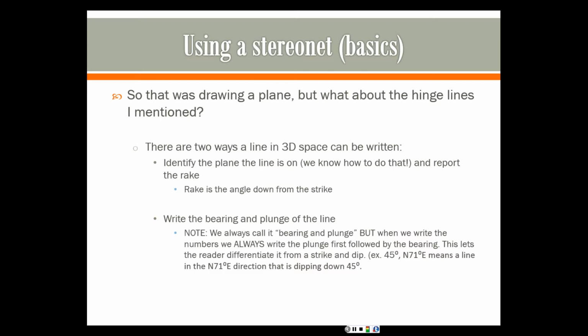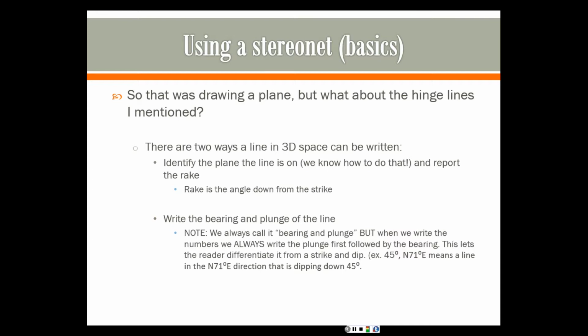If it says that the plunge is 25 degrees, it means it's dipping down 25 degrees into the ground. The strange thing about bearing and plunge is you always call it bearing and plunge, but it is always written plunge first. Otherwise, if we didn't do that, it would look like it was a strike and dip. I'll give an example in just a moment. Oh, actually, I guess it's on this slide, sorry.